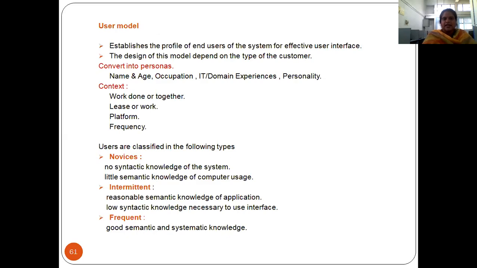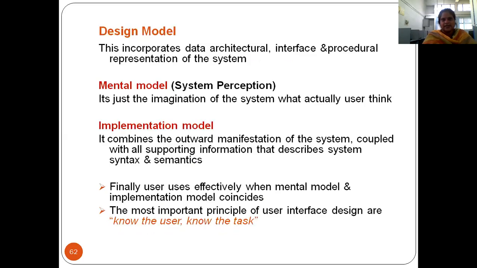Novices means they don't have any knowledge of the system, and little knowledge of computer usage. Intermittent means reasonable knowledge of the system and what is necessary for the user interface. Frequent means good semantic and systematic knowledge of the system. These are the three types of users: novices who don't have any knowledge, intermittent with reasonable knowledge, and frequent with good knowledge.